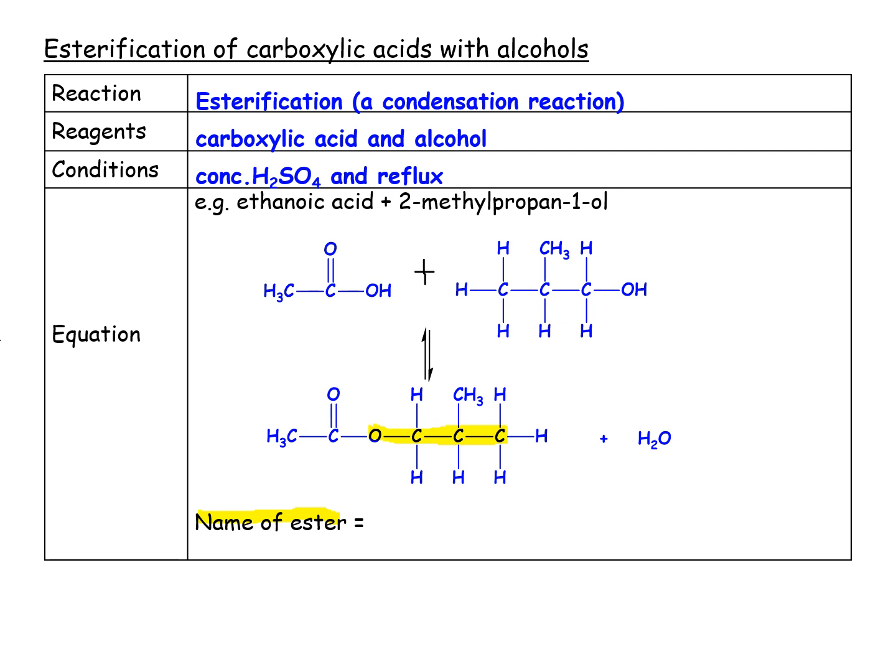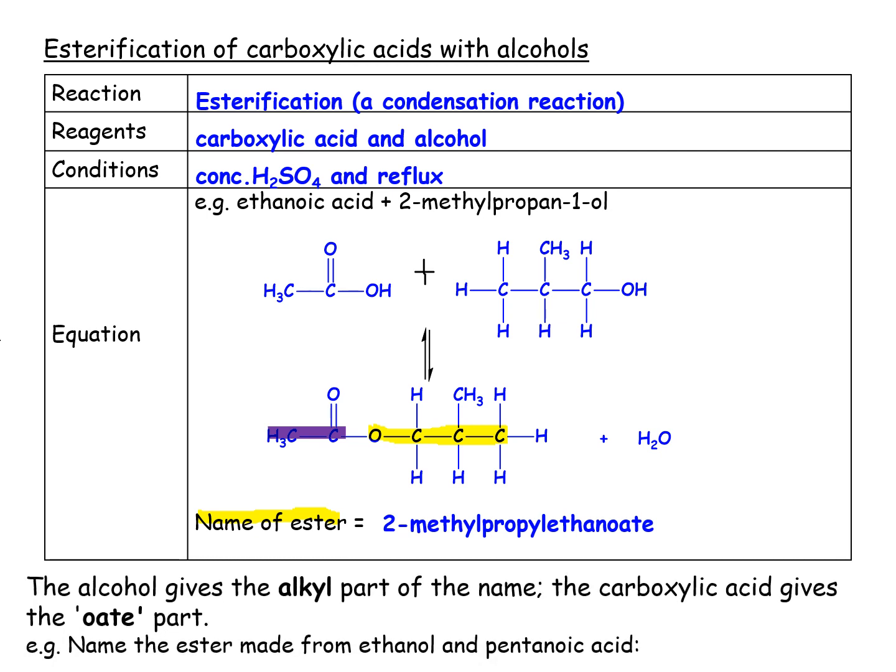So here it was the 2-methyl-propan-1-ol. So we're going to change that to 2-methyl-propyl. The second part of the name then is going to come from the carboxylic acid. So it's not ethanoic acid anymore, it's ethanoate. So if you put those two things together, 2-methyl-propyl ethanoate. And again, if you need more practice on that, you can use that PowerPoint that's on Connect called Naming Esters.